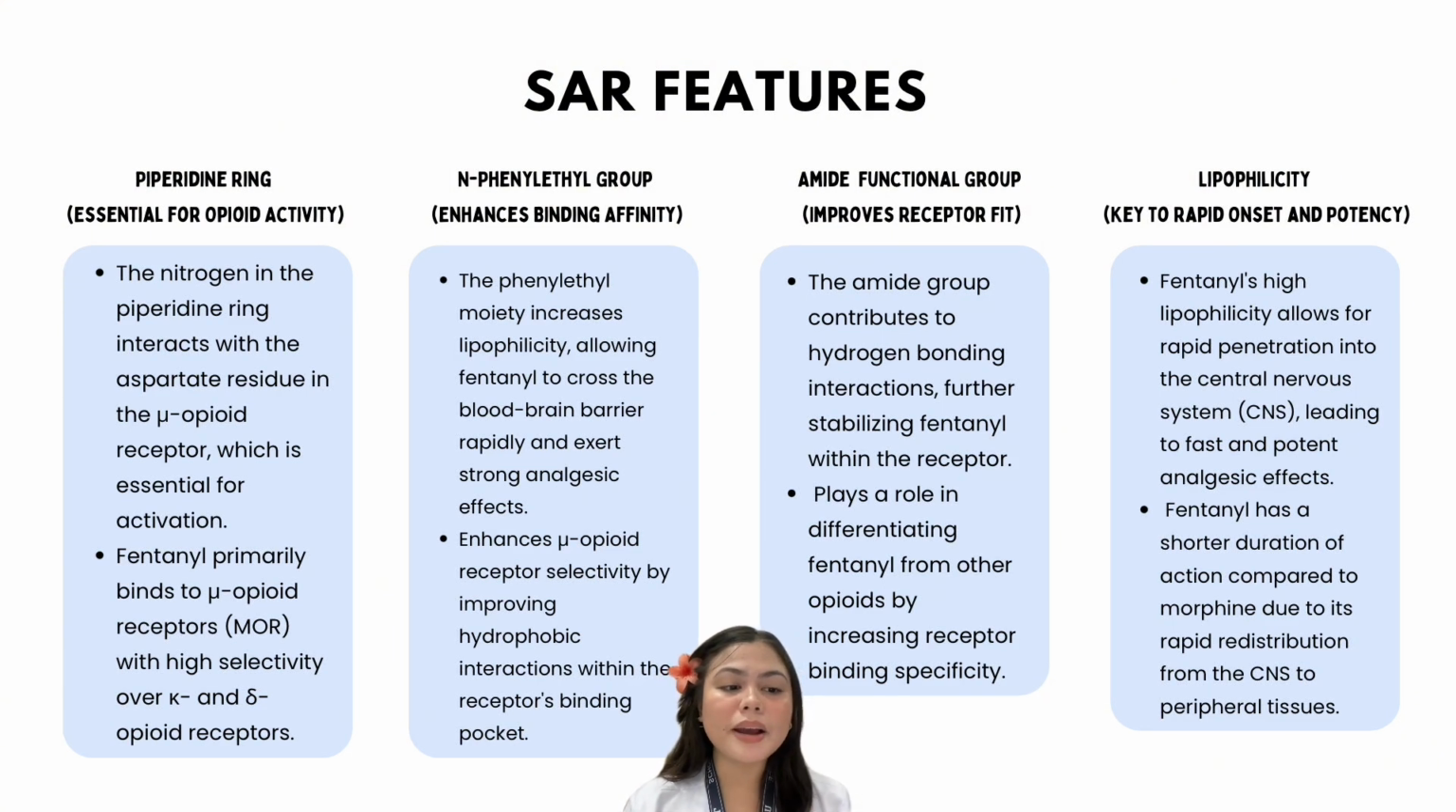The third one is the amide functional group, which improves receptor fit. The amide group contributes to hydrogen bonding interactions, further stabilizing fentanyl within the receptor, and plays a role in differentiating fentanyl from other opioids by increasing receptor binding specificity.